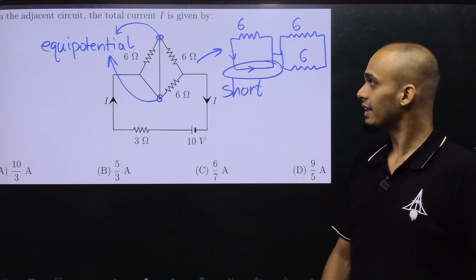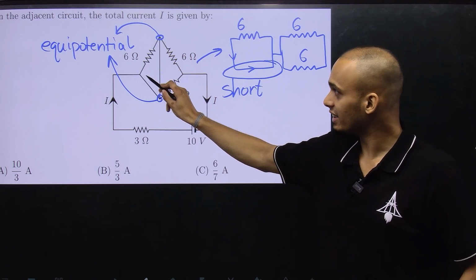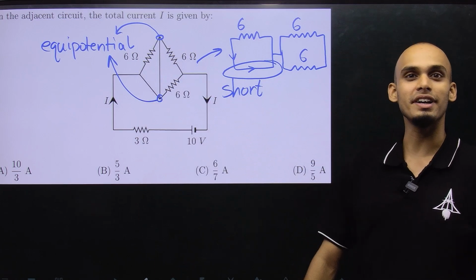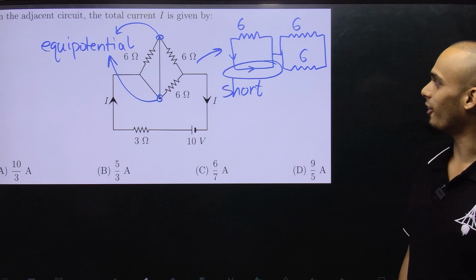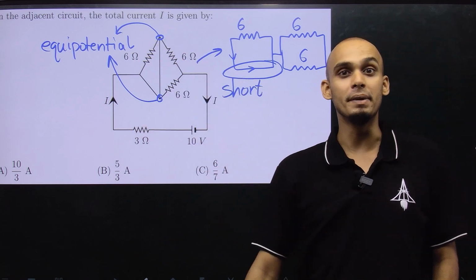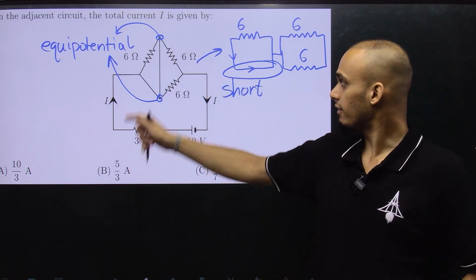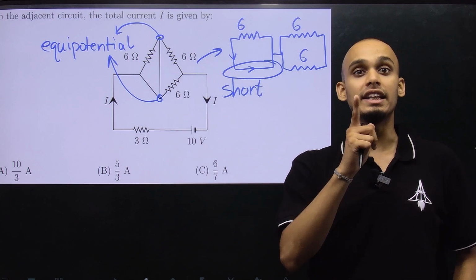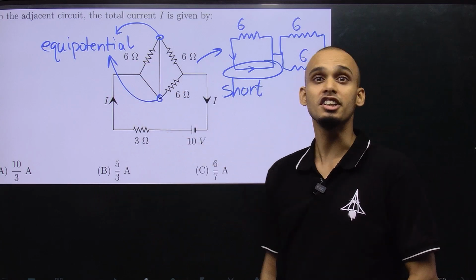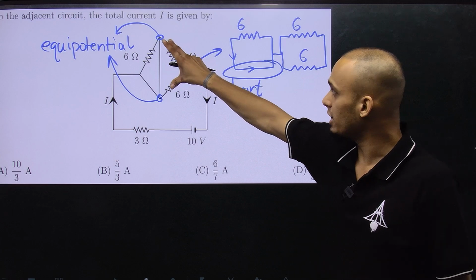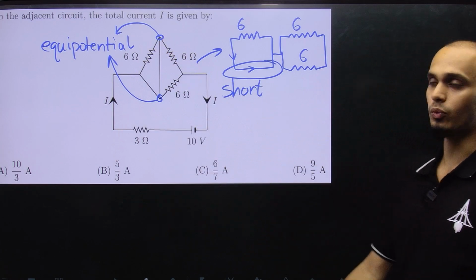In this case, we actually disconnect this 6 ohm resistor and not the Wheatstone bridge resistor. In a Wheatstone bridge, we disconnect the bridge resistor. In this case, we disconnect the 6 ohm resistor and bring the short wires at one point.